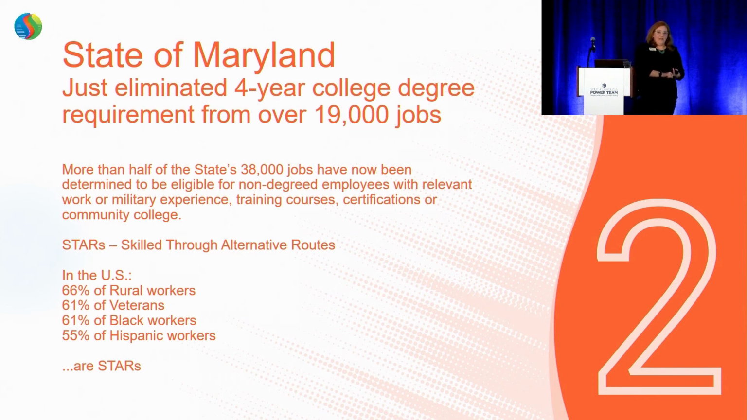So it made me curious to Google around the country to see how many people are skilled through alternative routes. In the United States, 66% of our rural workers are qualified for some of these jobs, but they don't have a college degree. 66%. And then military, 61% of veterans, 61% of black workers, 55% of Hispanic workers are qualified for these type of jobs but don't have a degree.